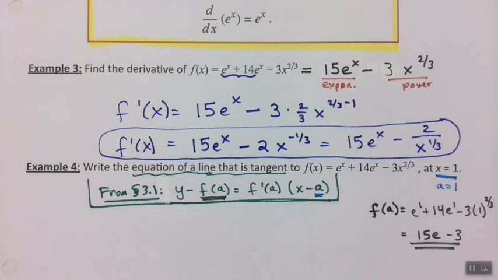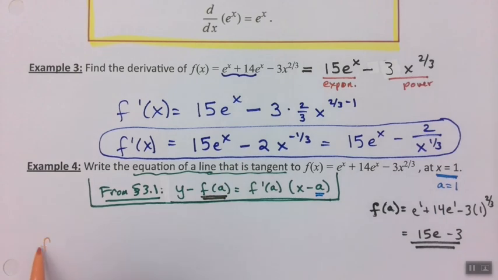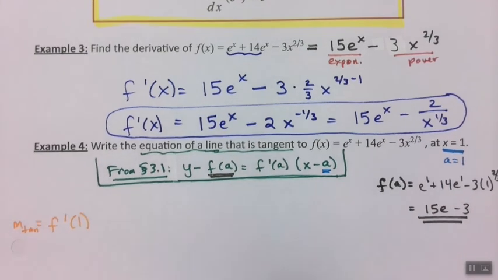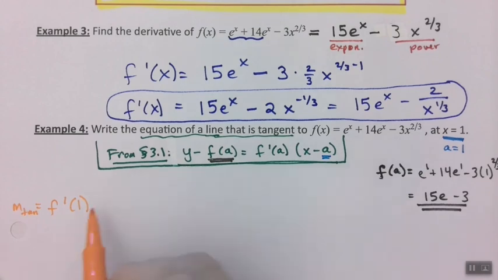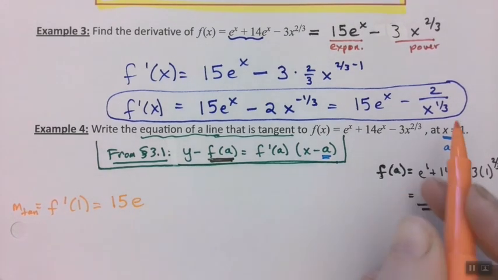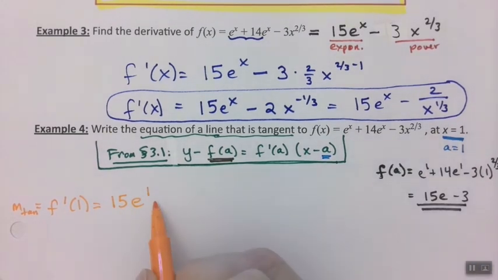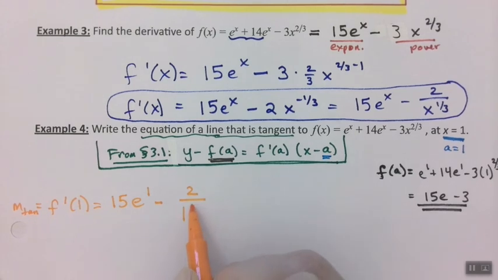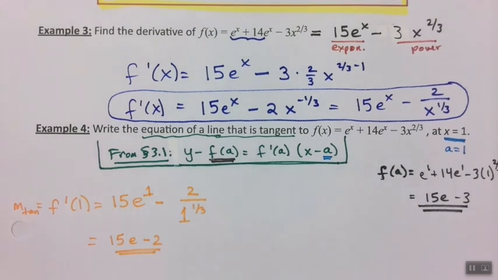And so then I just have to figure out the derivative part. Oh, but I already have, right? The derivative's up here. Matter of fact, right here. So if I want f prime at 1, because that will be the slope of my tangent line, by definition, derivative is the slope of the tangent, that would be equal to 15 times e to the 1 minus 2 over 1 to the 1/3. Okay, so that's 15e take away 2. Ugly, I know, but it's true.